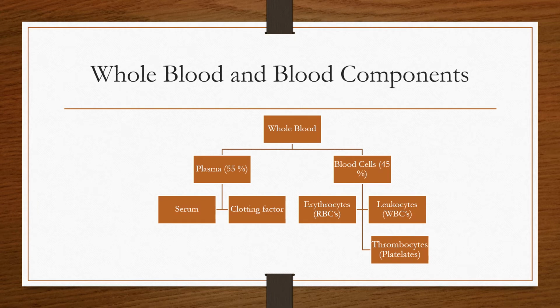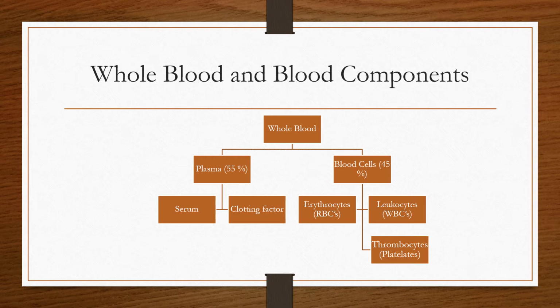Now see whole blood and blood components. Whole blood is blood that has been aseptically withdrawn from humans who are certified by a physician as being free of any transmissible disease and mixed with a suitable anticoagulant. Means the whole human blood is equal to human blood plus anticoagulant.